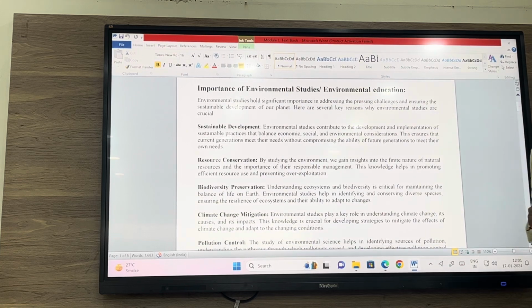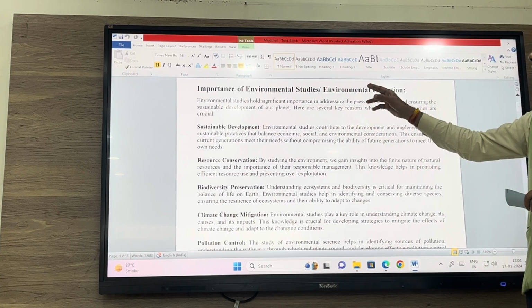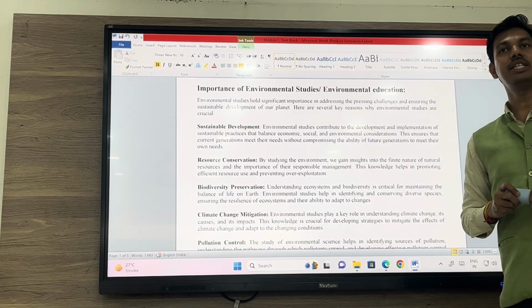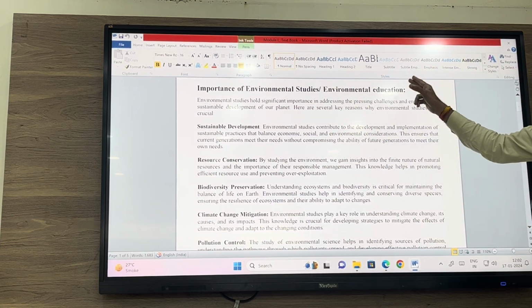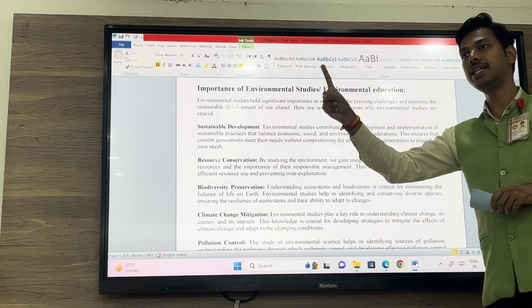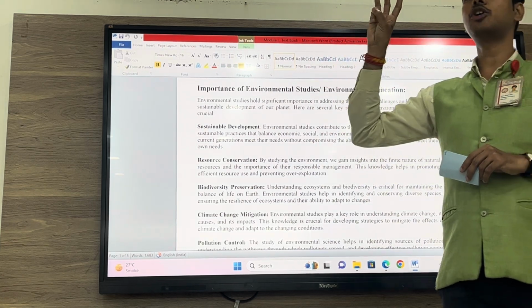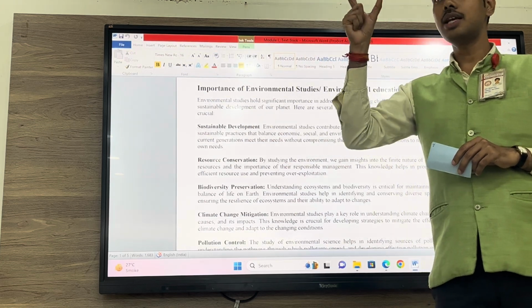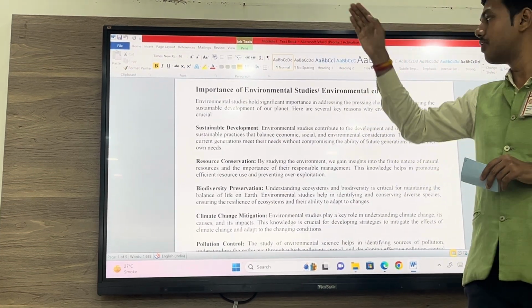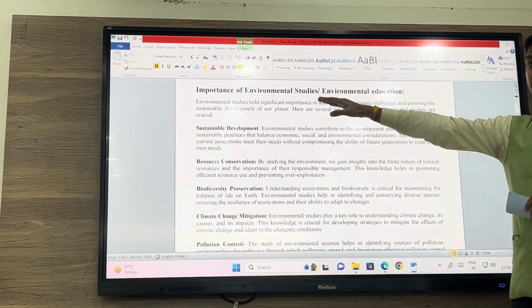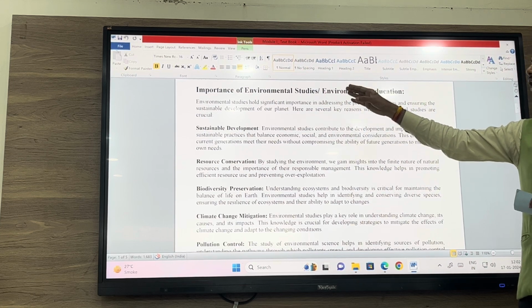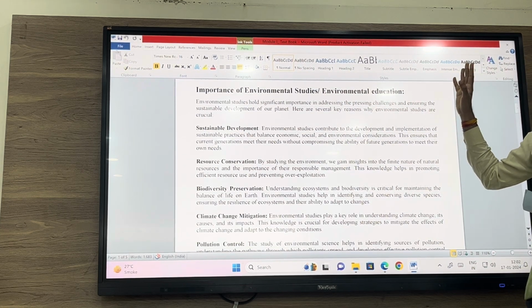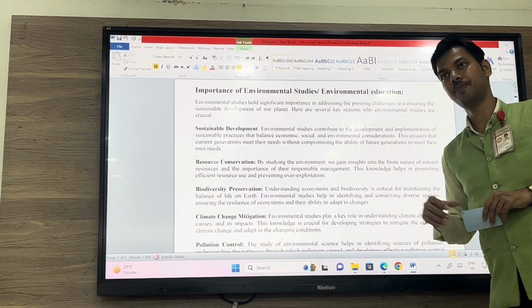Now let us try to understand the next topic. Why is there a need to study environmental science? Why is there a need to study environmental studies? Why is there a need to study environmental education? Whether I talk about need, importance, or significance, these terms are different, but the answer will remain the same. Whether I talk about the need of environmental study or environmental education, the answer would be same.